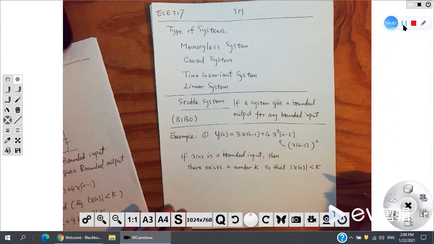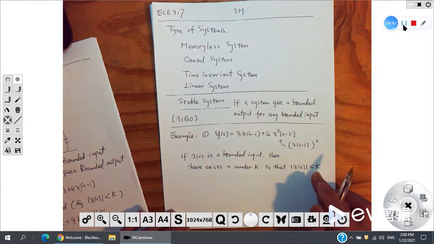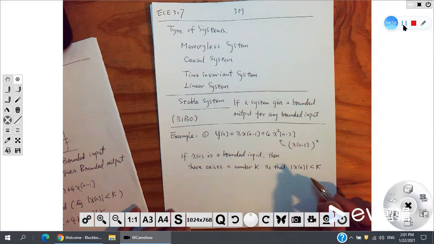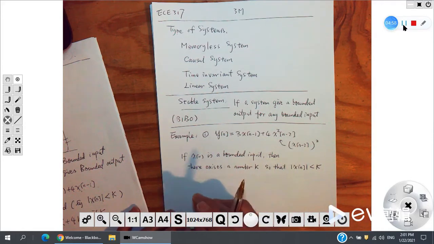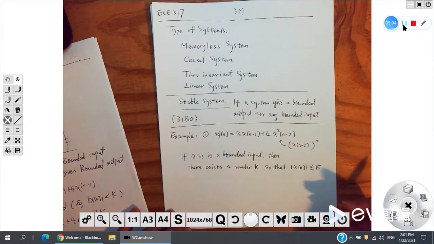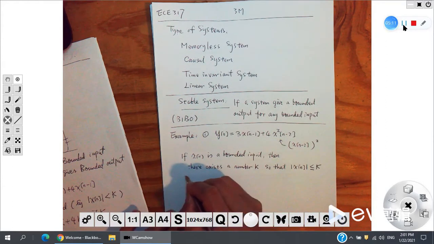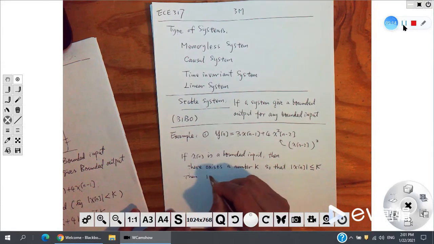This is bounded. The signal is now bounded by k. The value of k is not unique. If you already have a k, then k plus 1 is also a bound, right? Like sine of n, you can use 1 as a bound, or you can also use 2 as a bound. So it's not unique, but you have a bound. Suppose x of n is bounded by some k. Then we will check whether the absolute value of y is bounded.